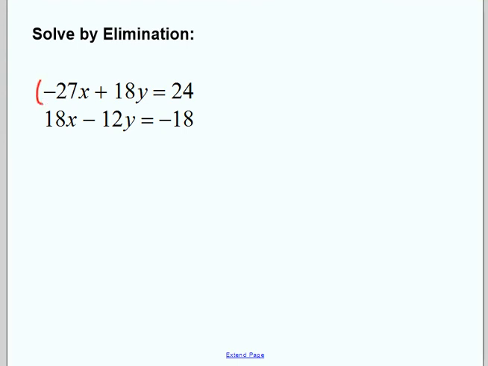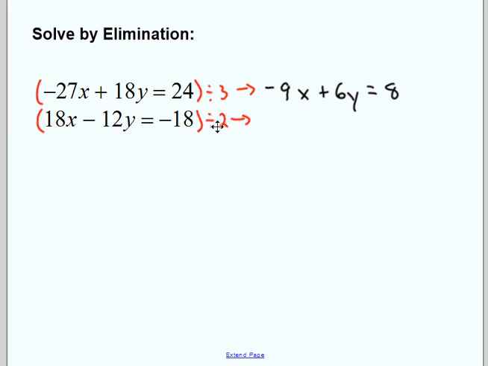So I'm going to go ahead and take this equation and divide it by 3. So negative 27 divided by 3 would give me negative 9x. 18 divided by 3 would give me 6y. 24 divided by 3 gives me 8. All right, guys, look at this now. I've got a negative 9x. This is an 18x. If I divided that by 2, I'd get 9x. 2 goes into 12 and it goes into 18. So I'm going to take this second equation and I'm going to divide it by 2.